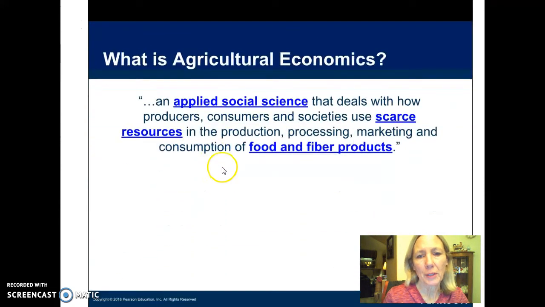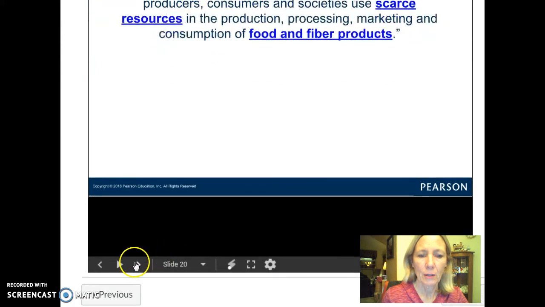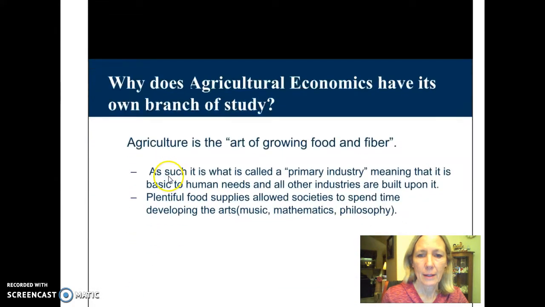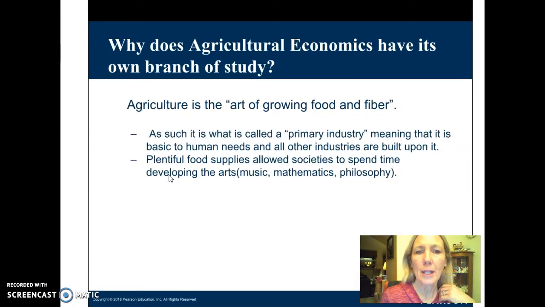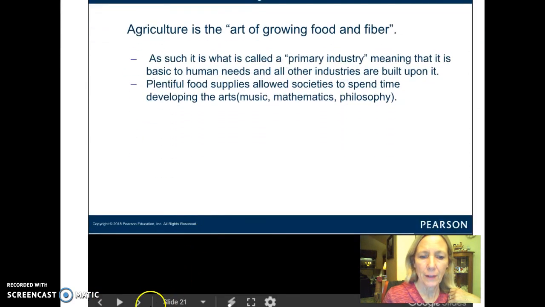So when we talk about agricultural economics, it is an applied social science that deals with how producers and consumers in societies use scarce resources to produce food and fiber. You can read just as easy as I can. So just remember that agricultural economics is unique. It has its own branch of study, which is kind of special. Agriculture is a primary industry, meaning that it's basic to human needs and all other industries are built upon it. Plentiful food supplies allow societies to spend time developing the arts, like music, mathematics, and philosophy.